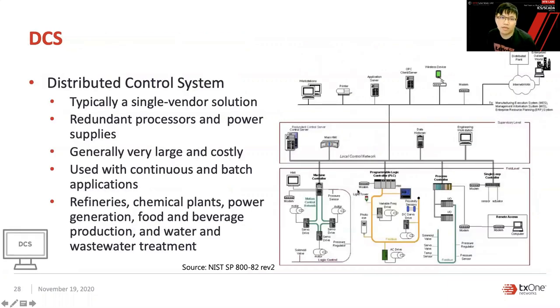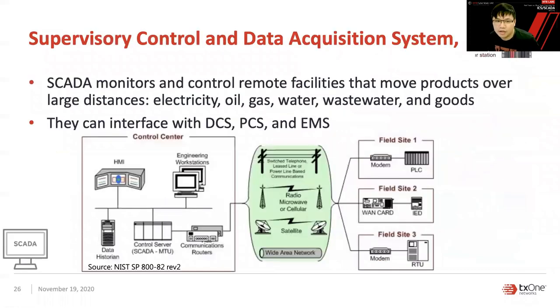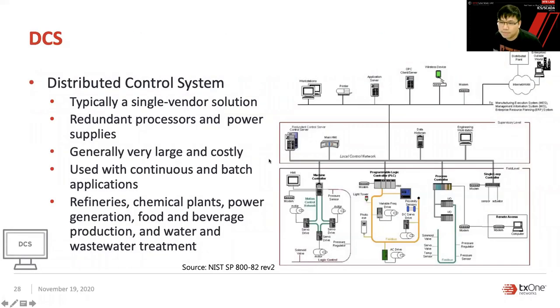Second one is DCS, distributed control system. Usually, DCS is a single vendor solution. So it's very tricky, because for SCADA, maybe the HMI is from vendor A and the unification from vendor B, and the PLCs are from different vendors, C, D, or E, and they can be integrated into one SCADA system. That's okay. But for DCS, usually all the devices, including controller, field devices, process, everything about the system, are from a single vendor.